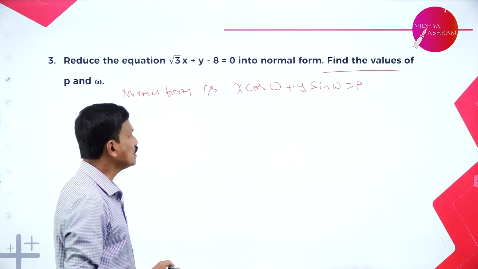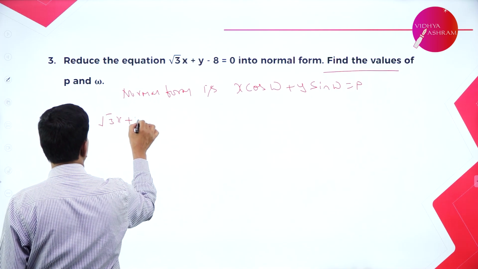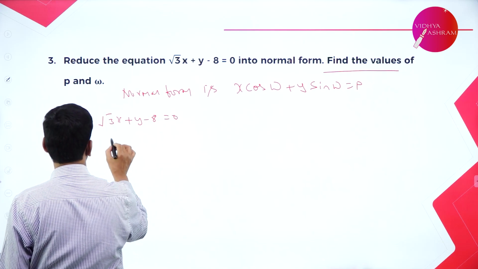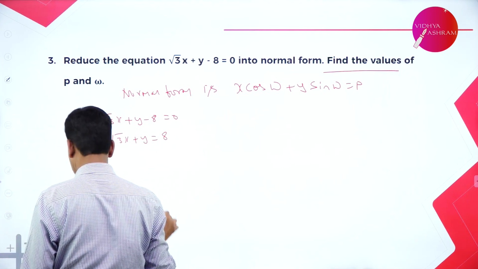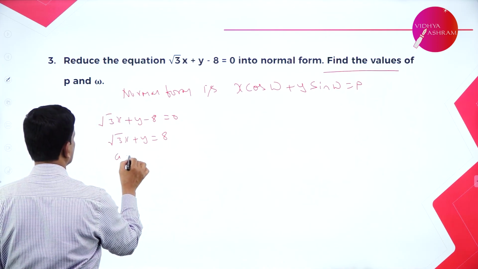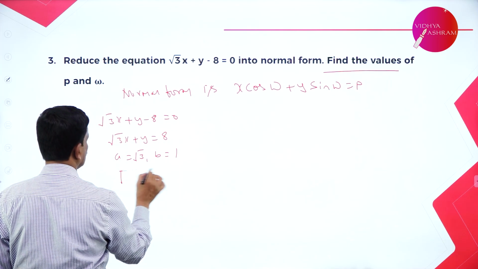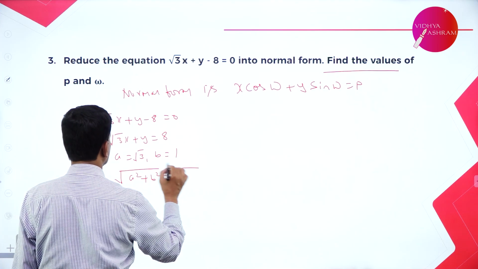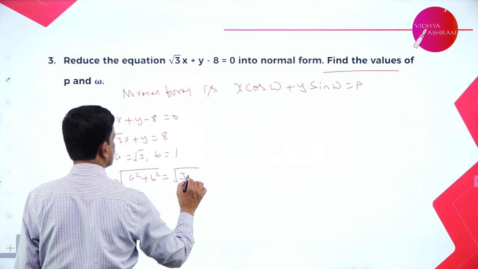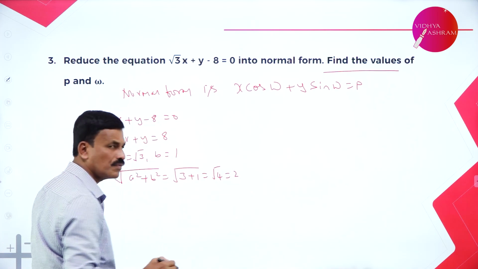Now, what is the equation given here? The given equation is root 3x plus y minus 8 is equal to 0, or root 3x plus y is equal to 8. Now, comparing with the standard equation, a is equal to root 3, b is equal to 1. Get the value of root of a square plus b square. Root 3 whole square is 3, 1 square is 1, 3 plus 1 is 4, and square root of 4 is 2.